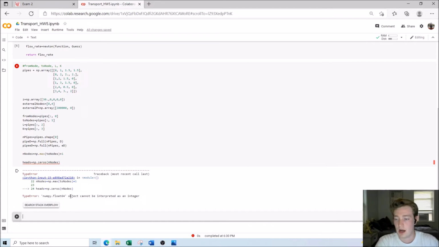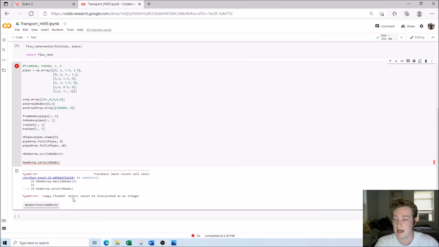Float 64 object cannot be inserted. Okay, so we need to change something from a float to an integer. Let's see. And it's probably n nodes right here because it's the thing we're calling. So n nodes, let's say dot astype np.integer 32. We'll say.